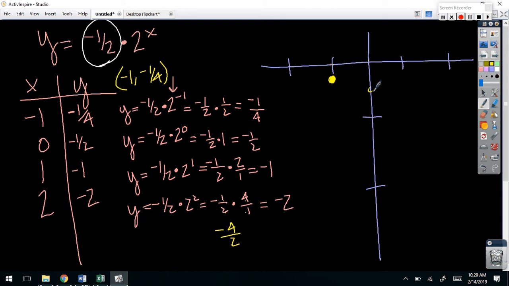0, -1/2, so here's 0, and I'm going to go halfway between 0 and 1. If you're going to space these out, it's a little easier to graph. 1, -1, and then 2, -2. Do you see it? It's not the best, but yeah, it's kind of like that. What do you think?